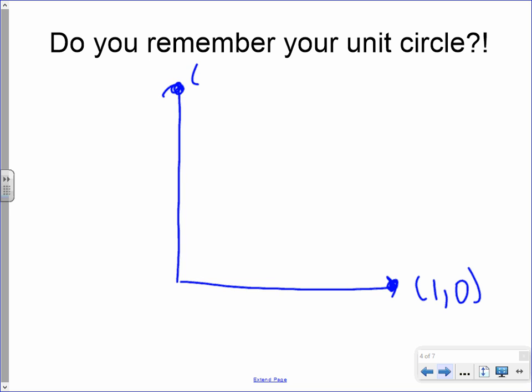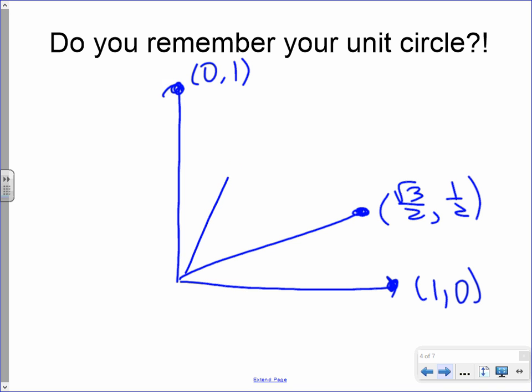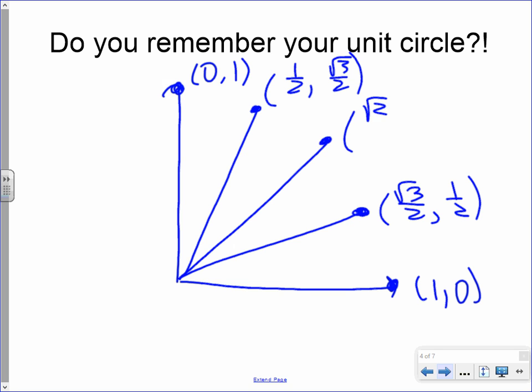X stands for? Y stands for? At 30 degrees, what's our coordinate? At 60 degrees, what's our coordinate? Nice. 45 degrees. Radical 2 over 2. Radical 2 over 2.